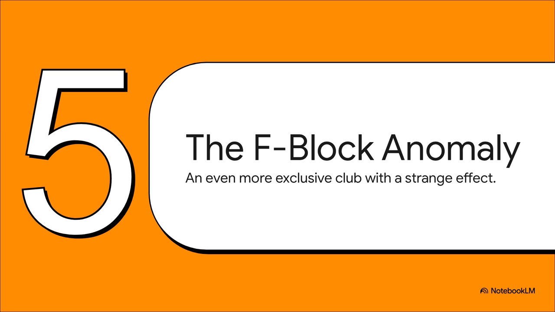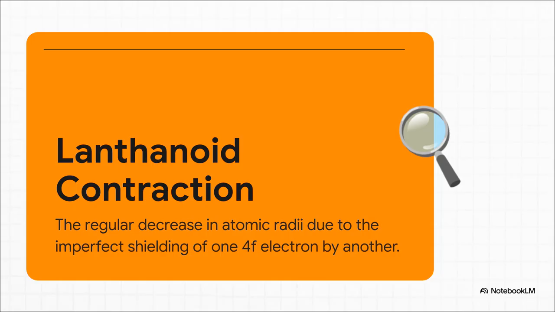Okay, now let's go even deeper. Let's talk about that mysterious F block. You know, those two rows that are always pulled out and sitting at the bottom of the table? This is an even more exclusive club, and it has a really strange quirk that actually affects the elements that come after it. This strange effect is called the lanthanoid contraction, and here's the deal.